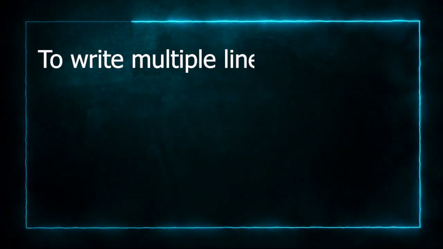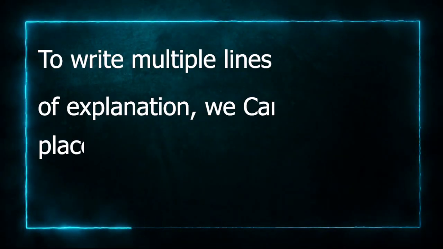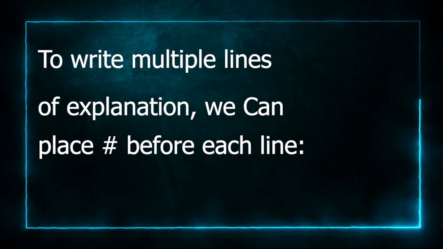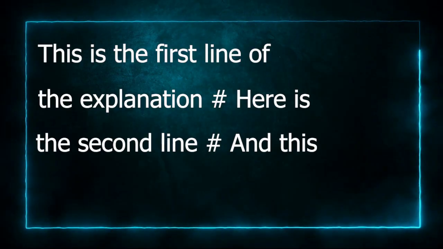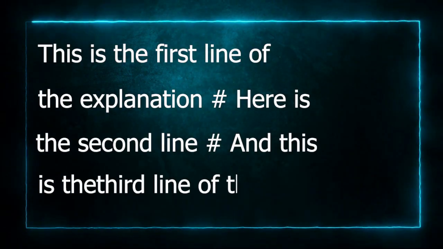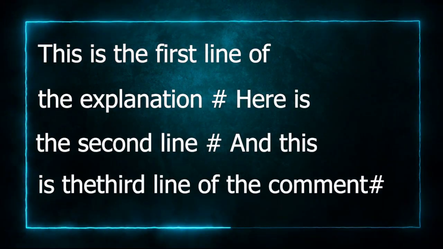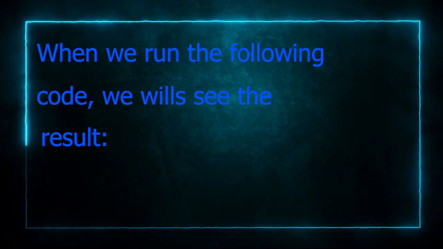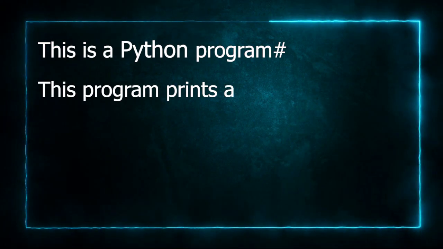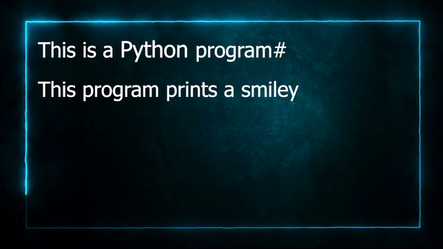To write multiple lines of explanation, we can place a # before each line. This is the first line of the explanation. Here is the second line. And this is the third line of the comment. When we run the following code, we will see the result. This is a Python program. This program prints a smiley face.